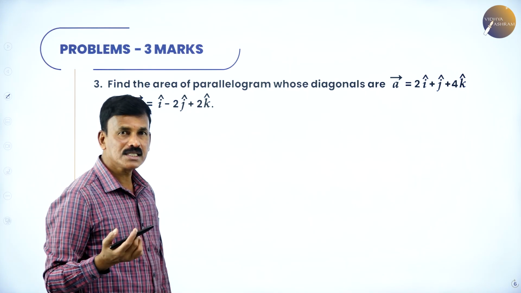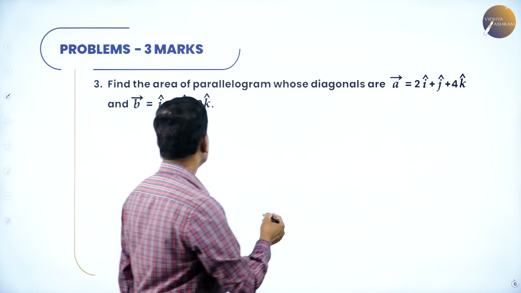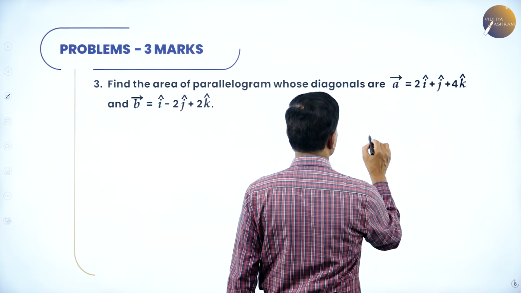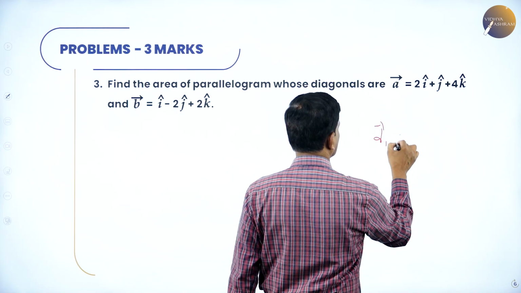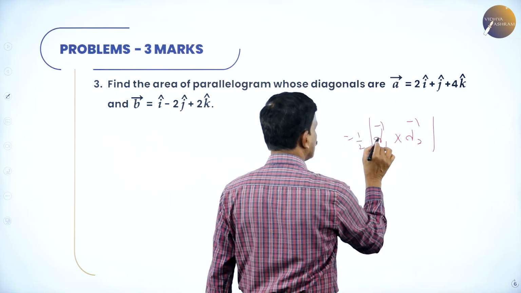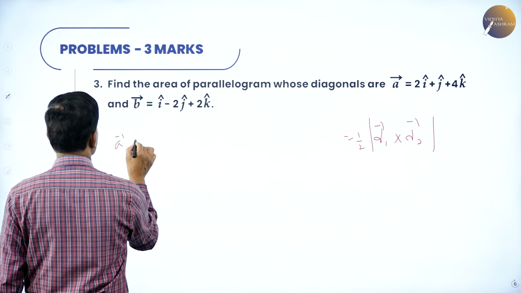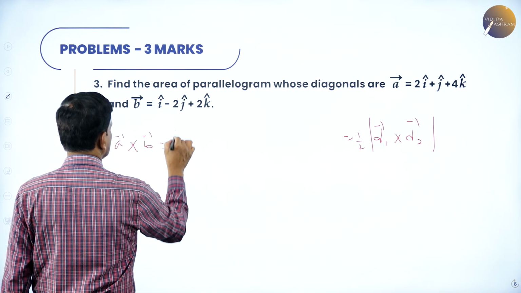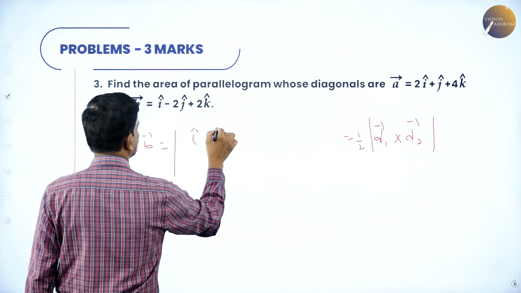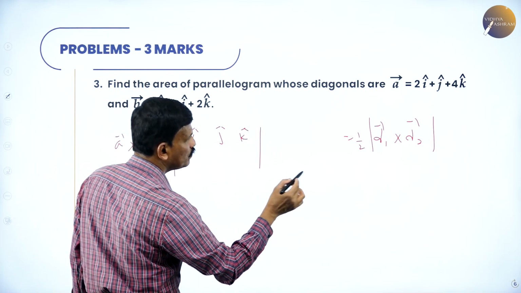Suppose if the diagonals are given, half into length of A cross B. So the area of a parallelogram whenever the diagonals are given, so D1 and D2 are the diagonals, means the area of a parallelogram is half into length of D1 cross D2. Now here A and B are the diagonals. So let us find out the cross product of these two.